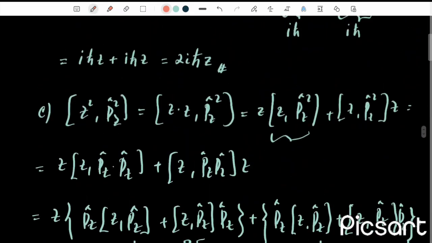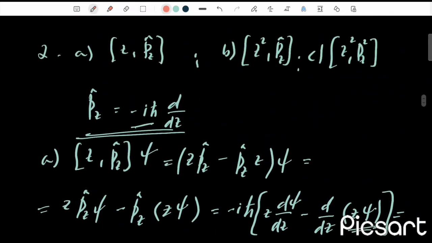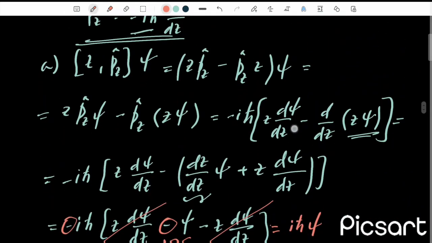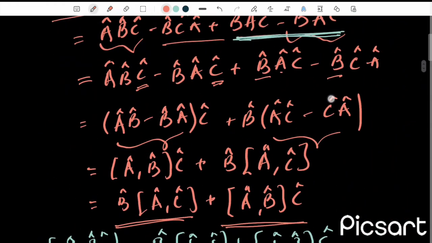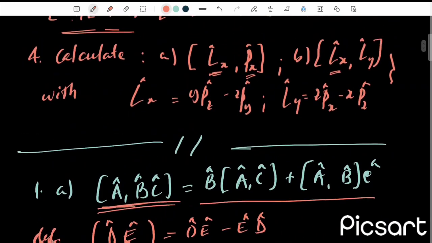Okay, I think we can continue to solve the last exercise, which is the commutator between components of angular momentum and linear momentum. Okay, I will leave this exercise for another video because this is so long.